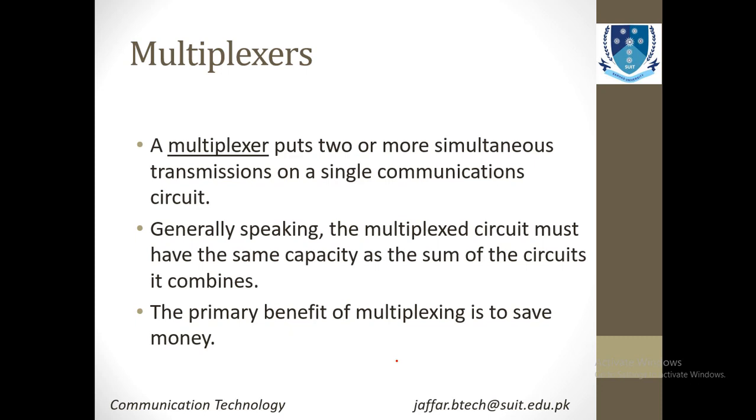So this is the first rule of multiplexing, and the primary benefit of multiplexing is to save money, because instead of transmitting over two different lines or maintaining two different channels, paths, or circuits, you can have a single circuit that you can manage. So this is the primary benefit of multiplexing, and the saving is not only the capital cost, but also the maintenance cost.